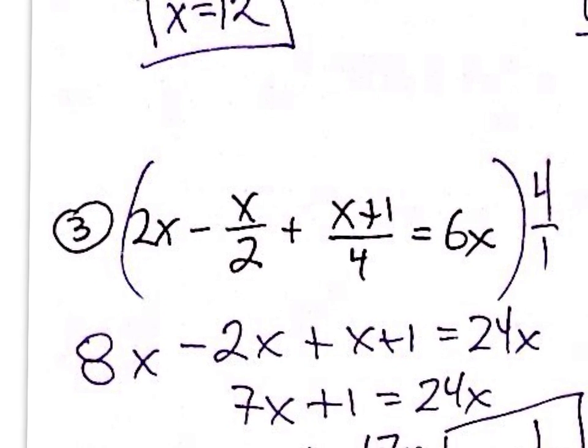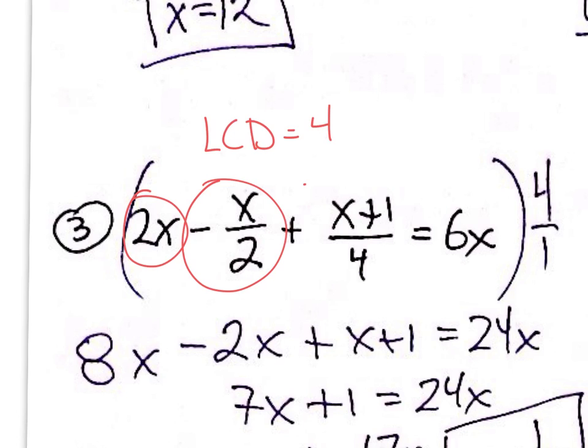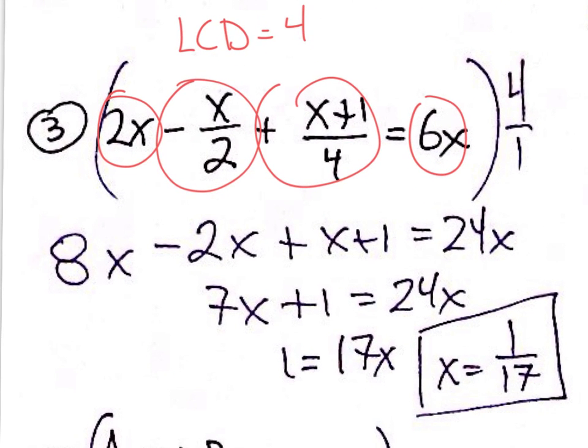So we have some denominators, some fractions. The LCD is 4. So we're multiplying the entire equation by 4, every term. We end up with 8x minus 2x. Here the 4's cancel, x plus 1, and here 24x. Combining like terms, and then lo and behold, here's something that you've been solving since Algebra 1 or before. Subtract, divide, x equals 1/17.